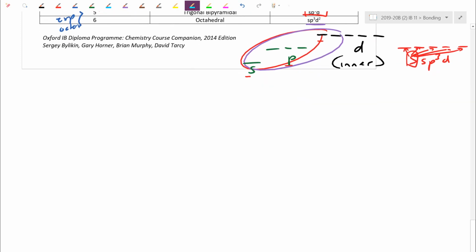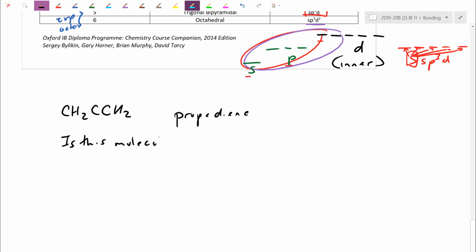Let me end off with one last example. This was actually a bonus question on my first year final. We now know enough to actually solve this problem. I'm going to give you a molecule here, CH2CCH2. This is the molecule propadiene. And my question is a little bit strange. My question here is, is this molecule planar?